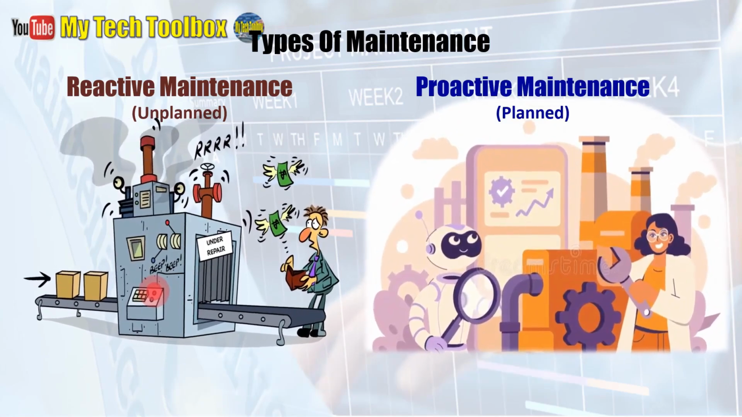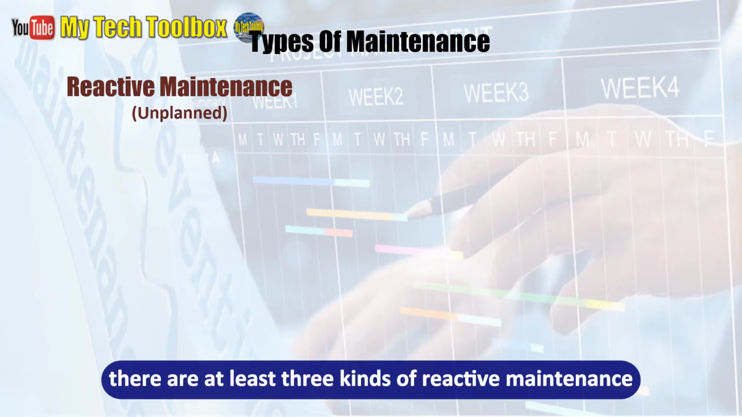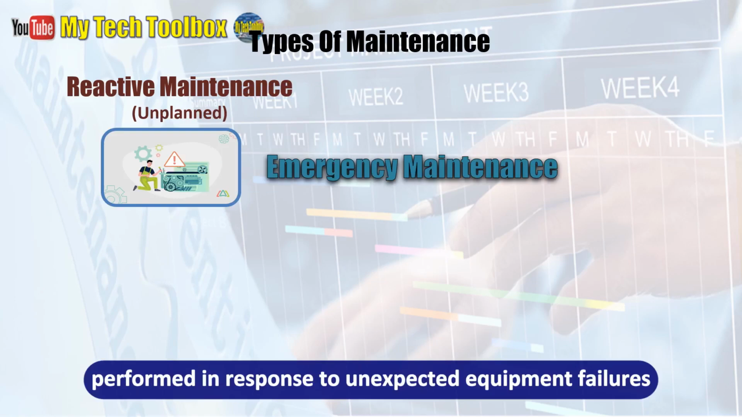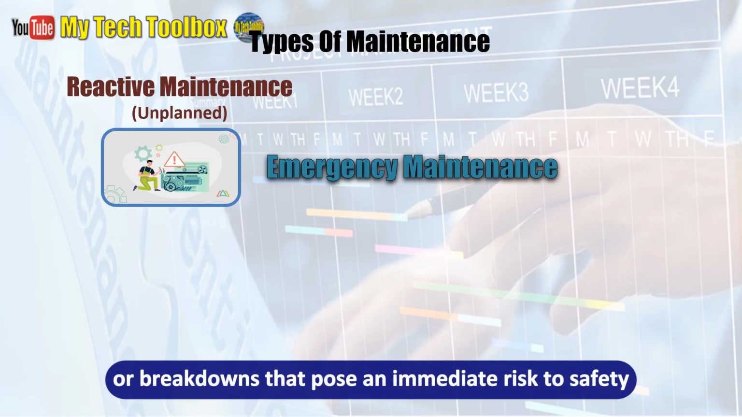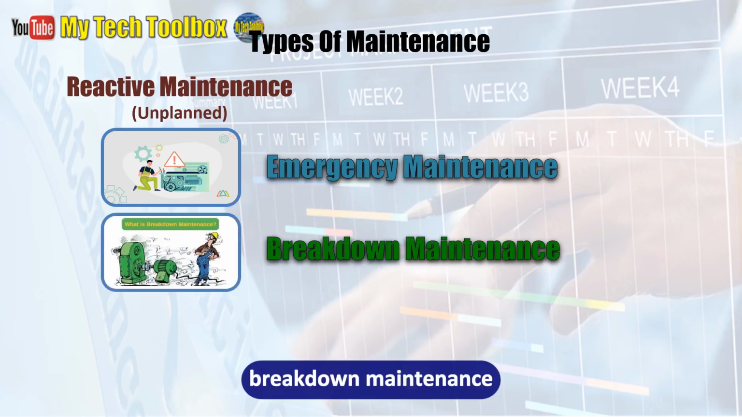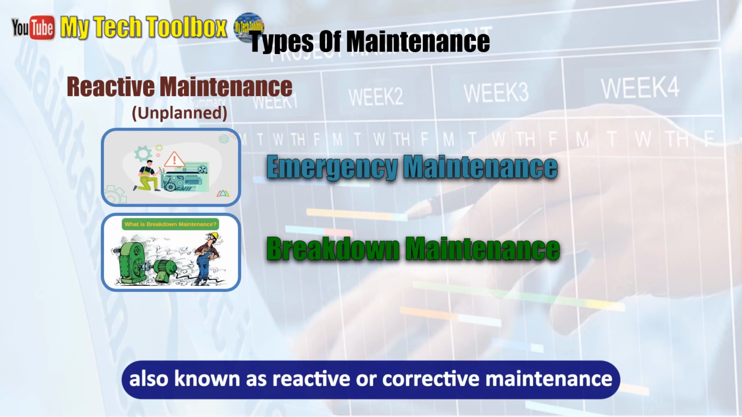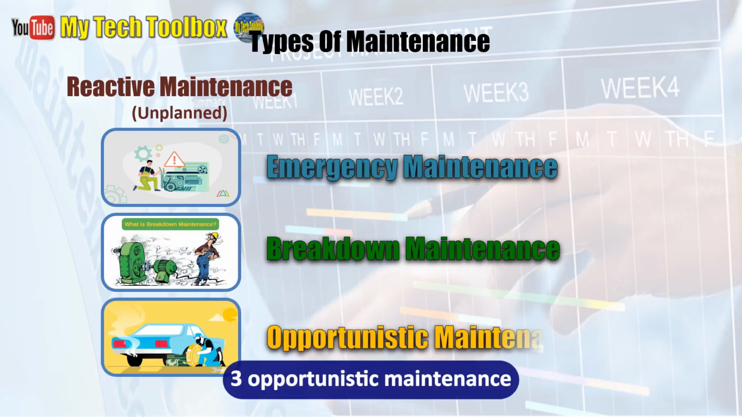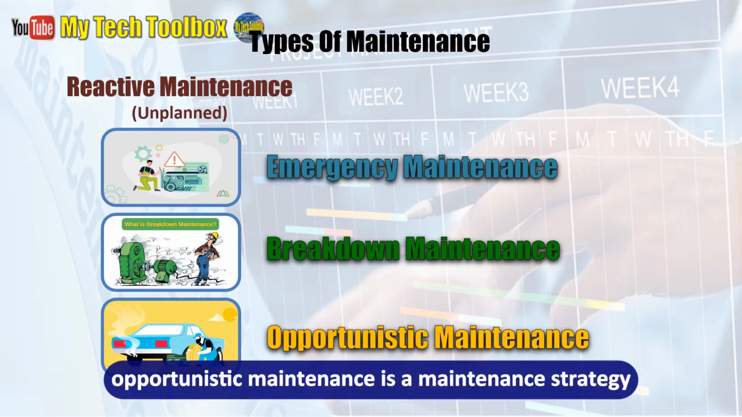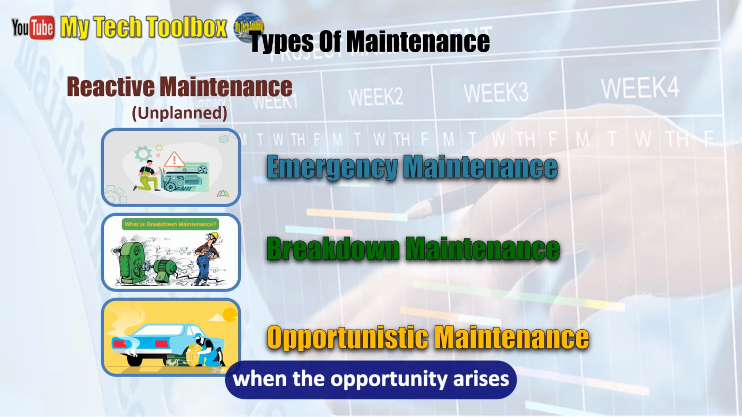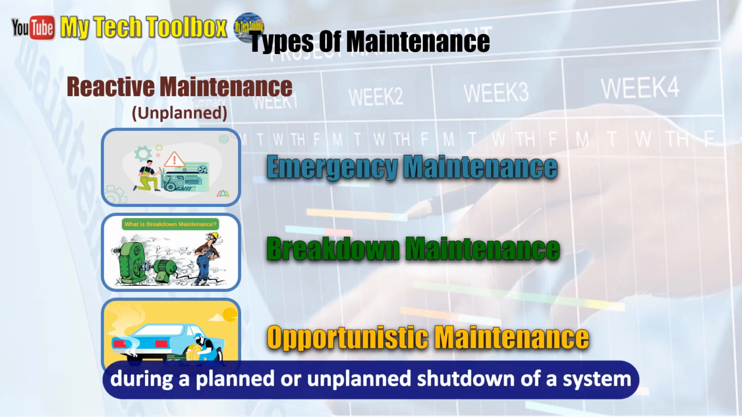Let's continue. There are at least 3 kinds of reactive maintenance. 1. Emergency maintenance. Emergency maintenance is urgent, unplanned work performed in response to unexpected equipment failures or breakdowns that pose an immediate risk to safety, operations, or property. 2. Breakdown maintenance. Breakdown maintenance, also known as reactive or corrective maintenance, involves repairs and maintenance performed after equipment has failed. 3. Opportunistic maintenance. Opportunistic maintenance is a maintenance strategy where maintenance tasks are performed on equipment or components when the opportunity arises, often during a planned or unplanned shutdown of a system.